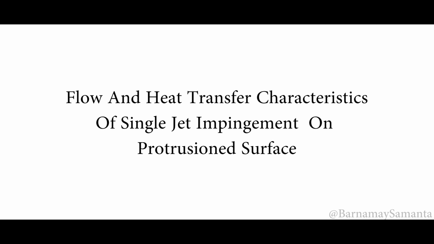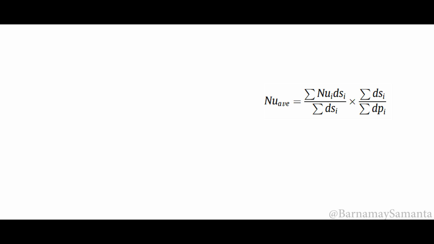The averaged heat transfer characteristics of impingement target surface are more concerned. The average Nusselt number, Nu average, is defined by Nu average equals sigma Nui dSi divided by sigma dSi, multiplied by sigma dSi divided by sigma dPi, where Nui is the local Nusselt number of every element on the protrusion surface, dSi and dPi are the protrusion element surface area and corresponding projected surface area, respectively. This definition of average Nusselt number takes the heat flux brought by additional area of sphere comparing with flat surface into account. For more convenient comparisons, the average Nusselt number of impingement on flat plate with comparable areas is given.